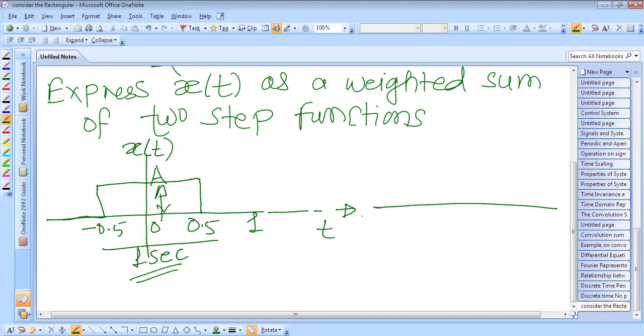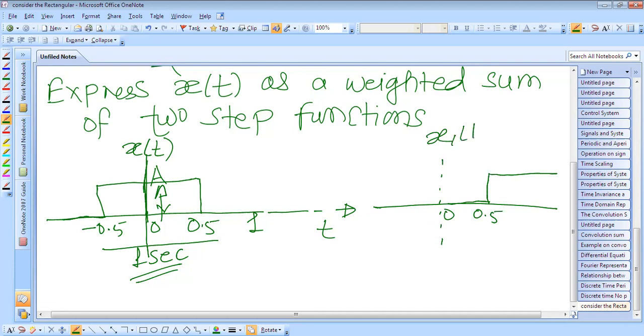capital A. Okay. Now this has symmetry about the origin. If you fold this signal around the origin, then this is a symmetric function. Now this is the step function of amplitude A, and if it is shifted to the right by 0.5 seconds, then your signal will become like this.